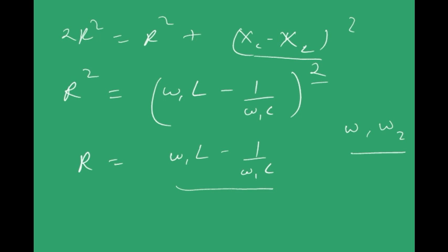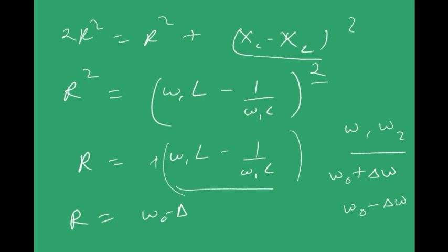This R is equal to this one, right? And what can I write omega 1 as? Now I took the positive value here, so my omega 1 will be the higher value of these two, that is omega naught plus delta omega. The omega 2 will be omega naught minus delta omega, right? So here I'll substitute omega 1 as omega naught plus delta omega, and here also I'll do the same thing, omega naught plus delta omega, and here I have C.